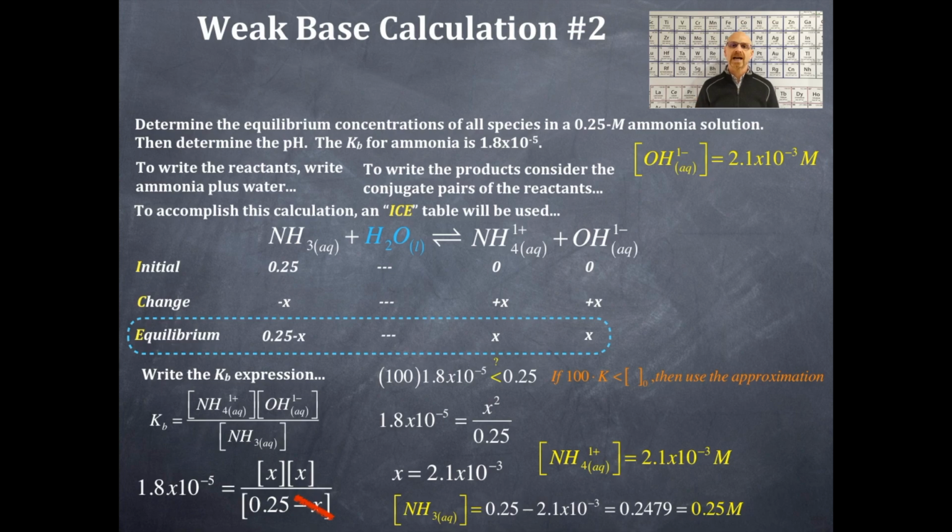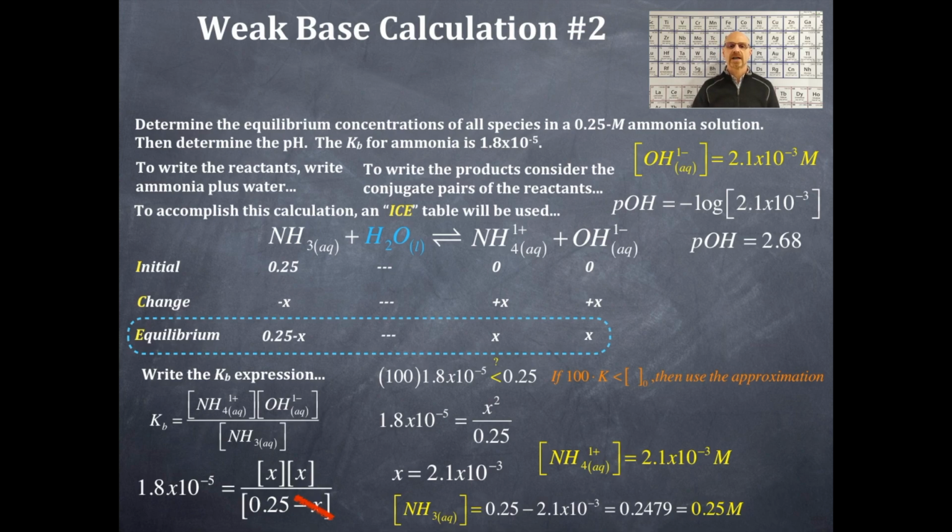Okay, now the next thing that we need to do is solve for the pH. In the previous problem, I used Kw equals the hydroxide times the hydronium ion, and that's equal to 1 times 10 to the negative 14. This time I'm going to use something different. I'm going to get the pOH, which is the negative log of the hydroxide ion concentration. So pOH is equal to the negative log of 2.1 times 10 to the negative 3. That's going to give me a value of the pOH as 2.68.